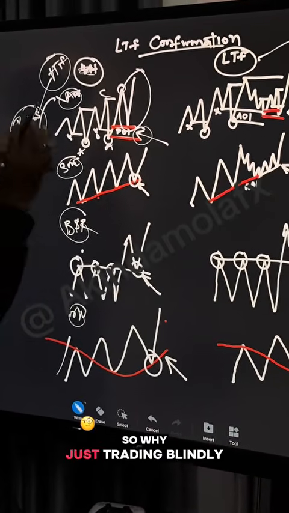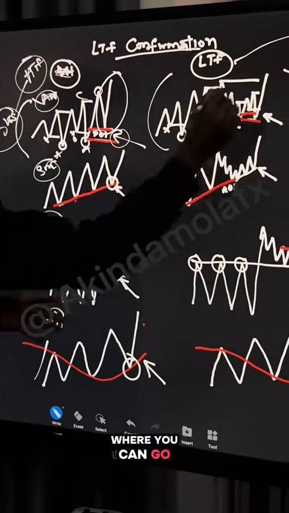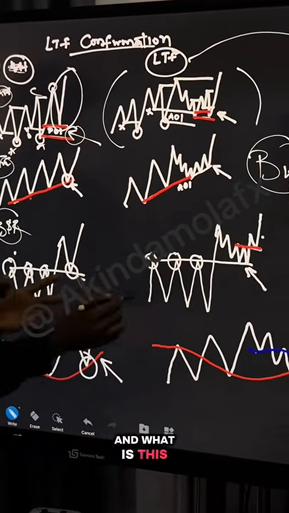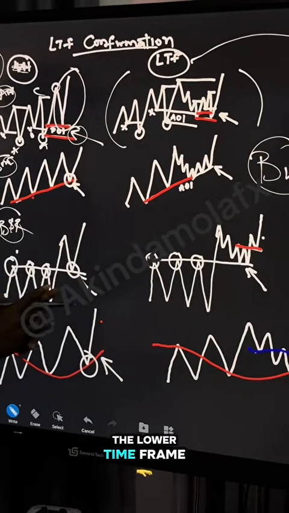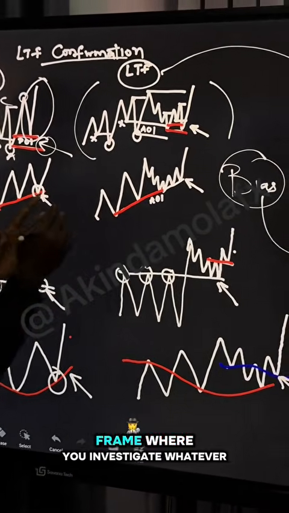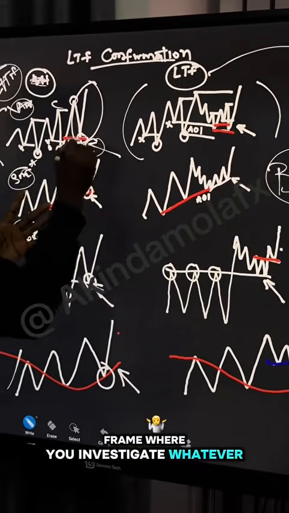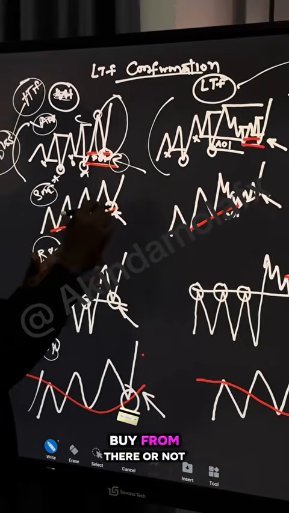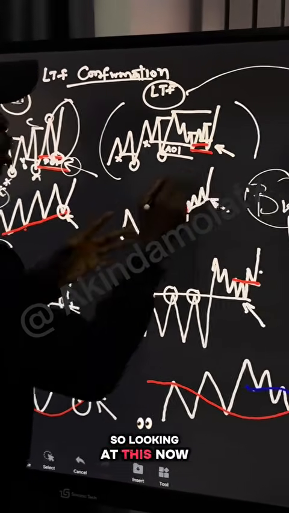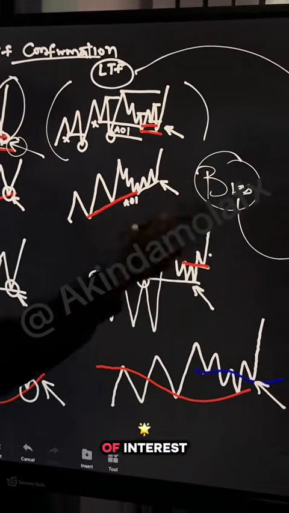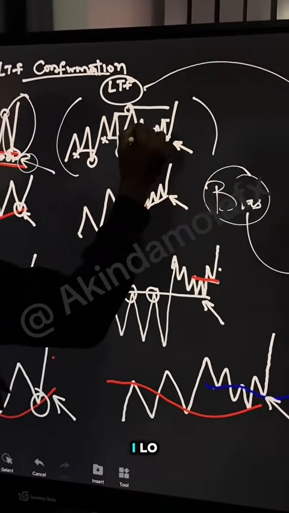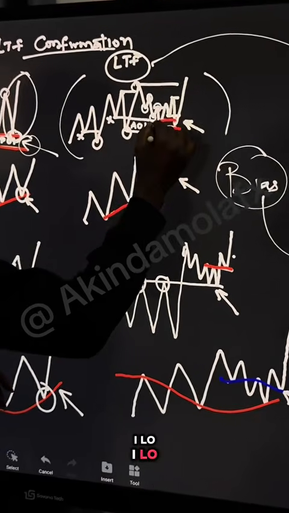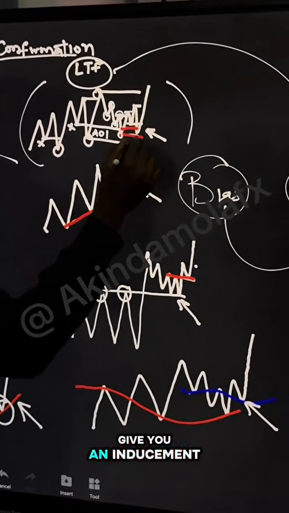So why just trade blindly when you can go to this second phase? And what is this second phase? The second phase is the lower time frame confirmation phase, which is the time frame where you investigate whatever happens here to validate if the market is going to buy from there or not. So looking at this now, you can see that as soon as the market gets to the area of interest, the market was creating high, low, high, low, high, low. Then its shift in character gives you an inducement.